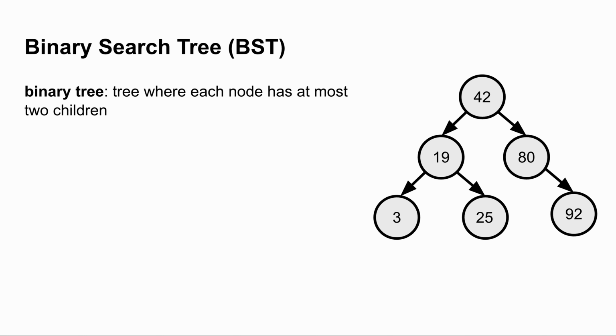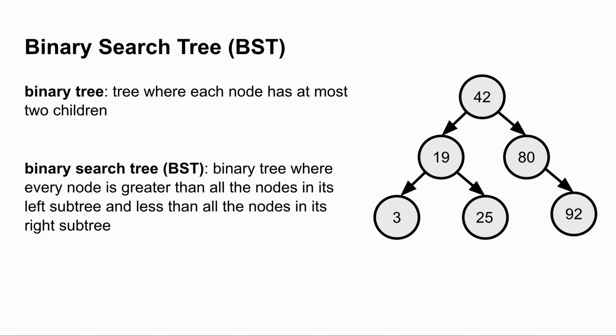Recall that a binary tree is a tree where each node has at most 2 children, and a binary search tree, or BST for short, is a binary tree where every node is greater than all the nodes in its left subtree and less than all the nodes in its right subtree. Due to this structure, it is easy for a binary search tree to maintain order.